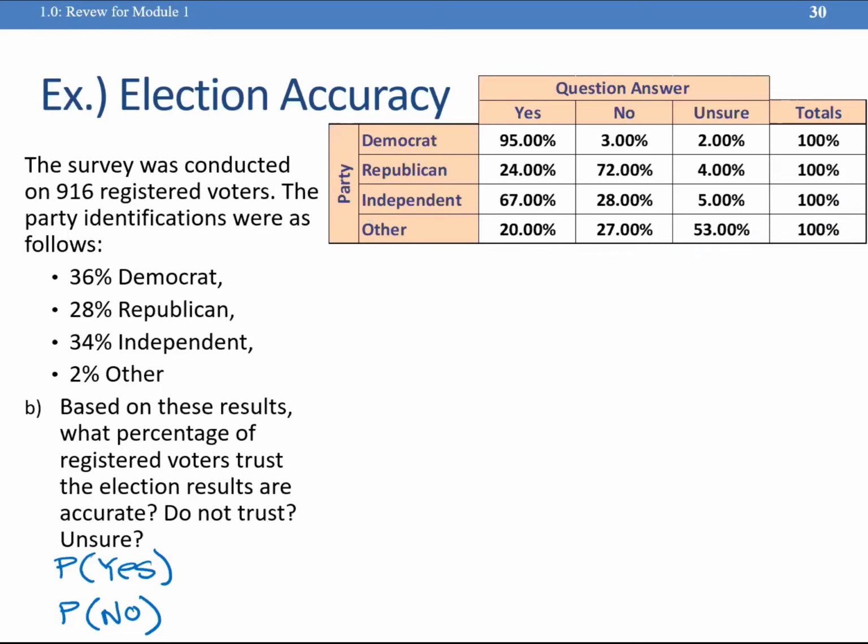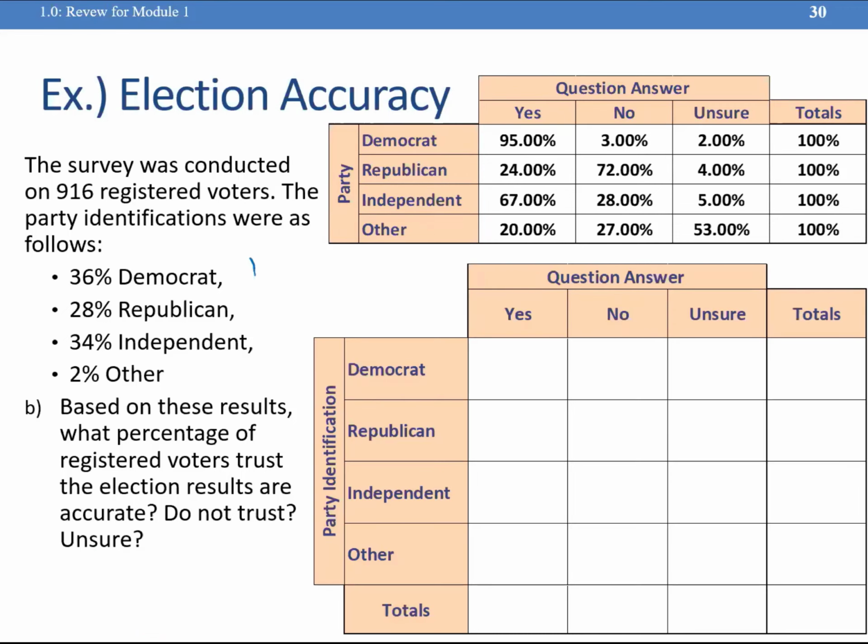So in our last example, we took a contingency table and we created a conditional probability table. This time we're going to work in reverse. So first I'm going to take this new information that was given to me, and I'm going to put it into the table. 36% of all of those that were surveyed were Democrats. 28% identified as Republican, 34% identified as independents, and 2% identified as other. So those are totals. That should total up to 100% of my registered voters.